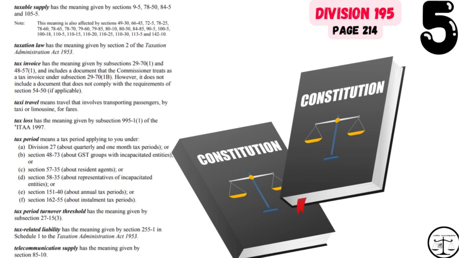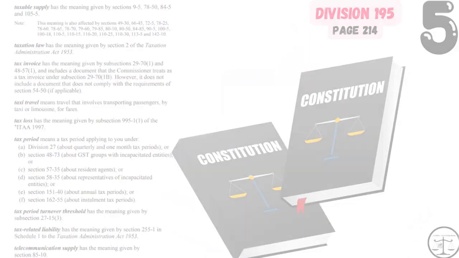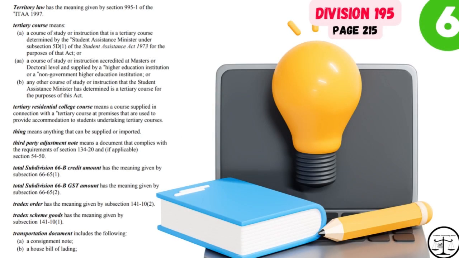Next page is page number 214. Word number 36. Taxable supply. 37. Taxation law. 38. Tax invoice. 39. Taxi travel. 40. Tax loss. 41. Tax period. 42. Tax period turnover threshold. 43. Tax-related liability. 44. Telecommunication supply. Next page. Page 215. Word number.